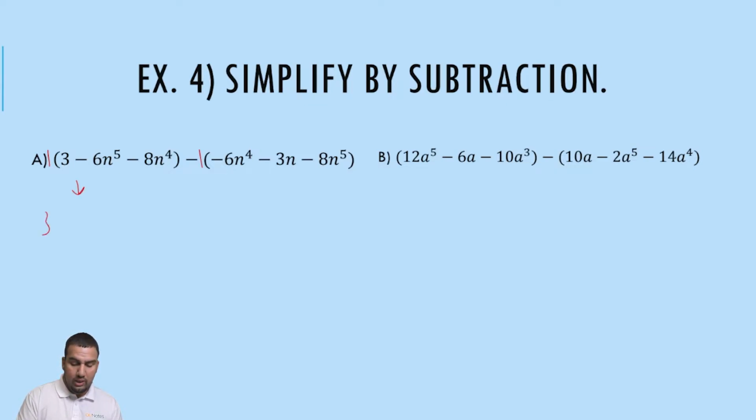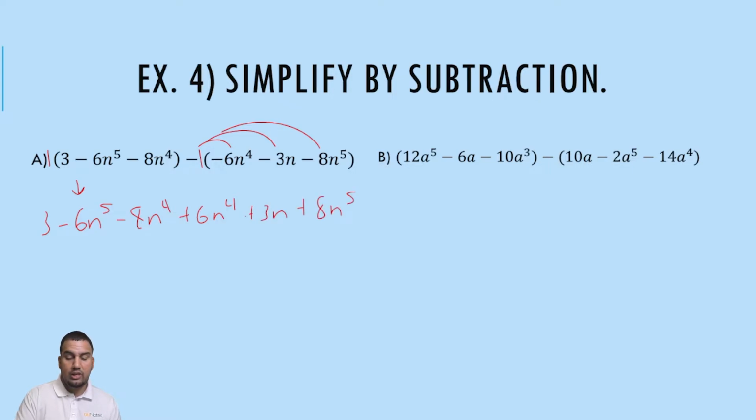So this is going to become 3 minus 6n^5 minus 8n^4. And then when I distribute this negative 1 to everything, the negative 1 changes the signs of everything. So this is a negative times a negative, which is a positive 6n^4. Then a positive 3n, and then a positive 8n^5. Remember, all it does is change the signs. So now I'm going to combine like terms.